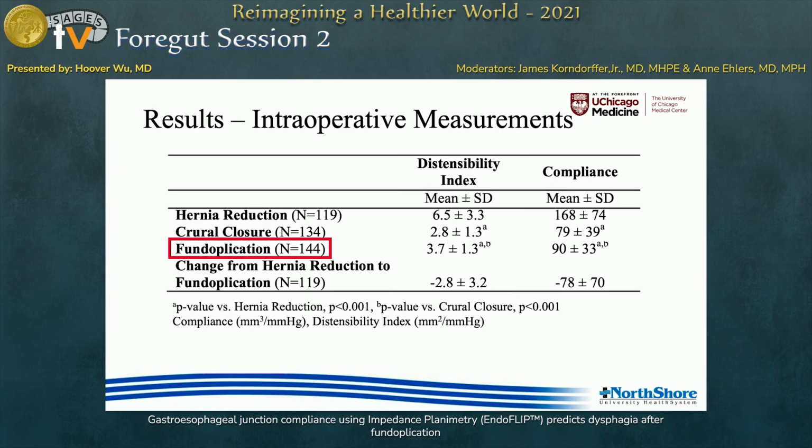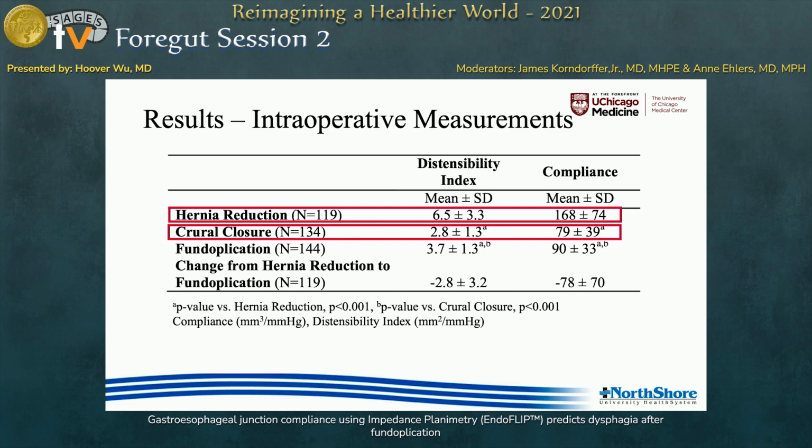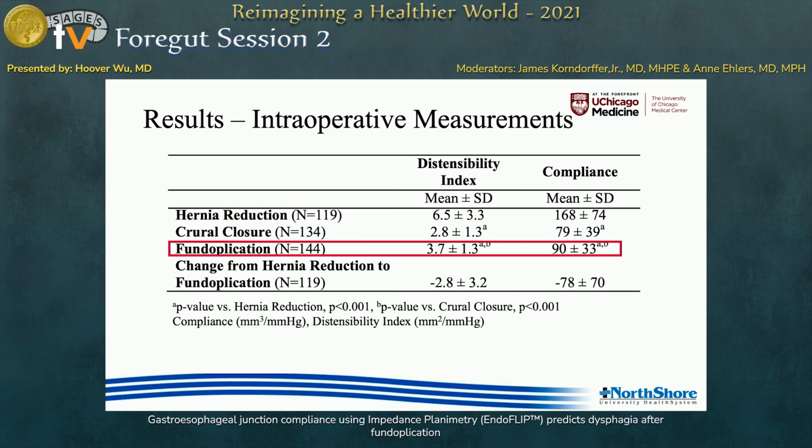So we had 144 laparoscopic fundoplications and impedance planimetry evaluations, which includes Nissen and Toupet fundoplication, 22% and 78% respectively. At hernia reduction, our mean distensibility index was 6.5 and mean compliance 168. Upon crural closure, the mean distensibility index was 2.8, compliance 79, and at fundoplication, mean distensibility index 3.7, and compliance 90. There was a general reduction in distensibility index and compliance from hernia reduction to fundoplication.